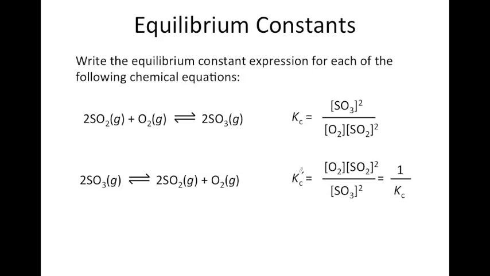The Kc expression for the second reaction would again be the product SO2 squared, the concentration of that, times the concentration of O2 at equilibrium to the first, divided by the equilibrium concentration of SO3 squared. The equilibrium constant for the second reaction is going to be the inverse of the equilibrium constant for the first reaction. Since this is the reverse, the Kc for the second would be the inverse of the first.